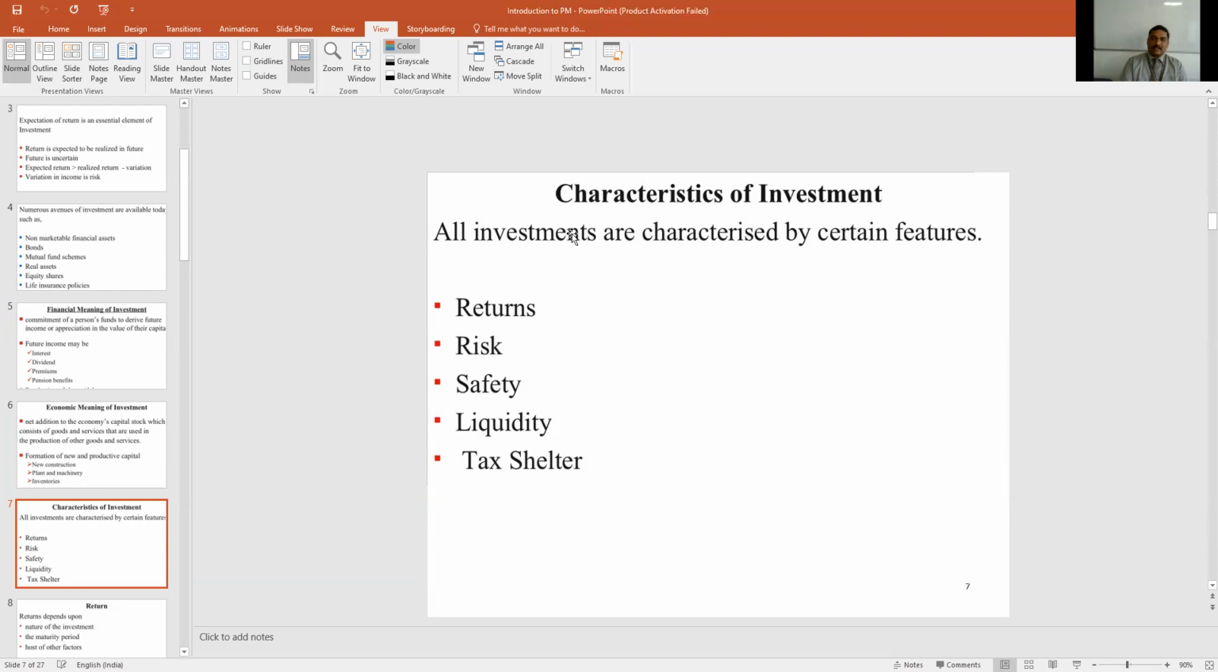Just spending money, investing money in some avenues and getting something back is not what investment is about. You need to be very clear about all these things which are part of investment, like returns, risk, safety, liquidity, tax shelters. All these things you need to consider while you are going for investments. Only then should you make your investments.